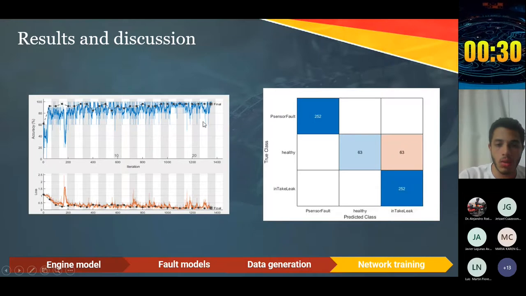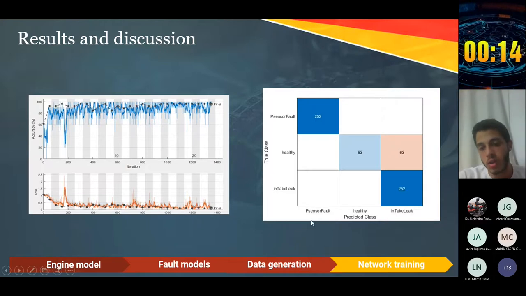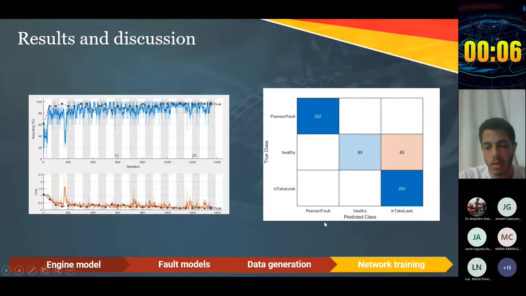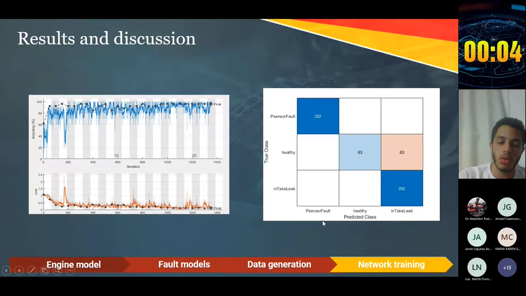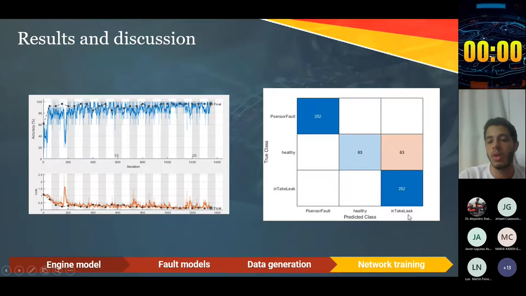Results. Now let's take a look at our results. This confusion matrix represents the results, or the performance, of our neural network against the generated simulations. For 252 sensor fault different cases, the model with the neural network was able to identify them correctly with 100% accuracy, as well as for the intake manifold leakage.